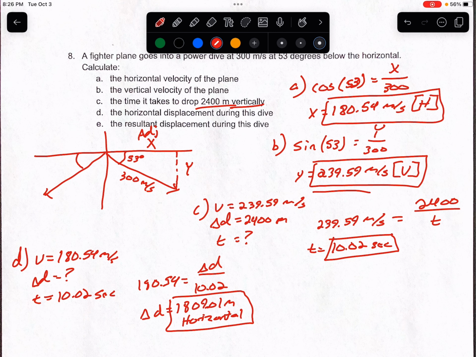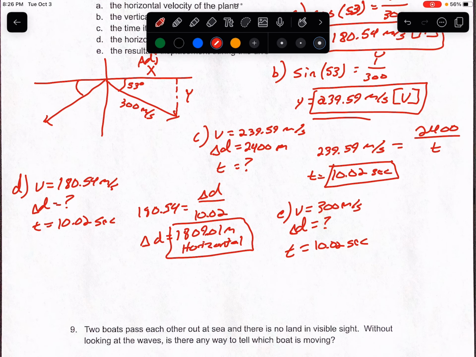Okay, E, the resultant displacement. So anytime I say resultant, that means hypotenuse. So I want to know what is the length of that hypotenuse. So we're going to do our V, our D, and our T. We're going to use the velocity of the hypotenuse now, so 300. Displacement is a question mark. Time is 10.02 seconds. So we're just going to plug in. 300 equals D over 10.02. Multiply both sides by that, and you're going to get a displacement of 3,006 meters.